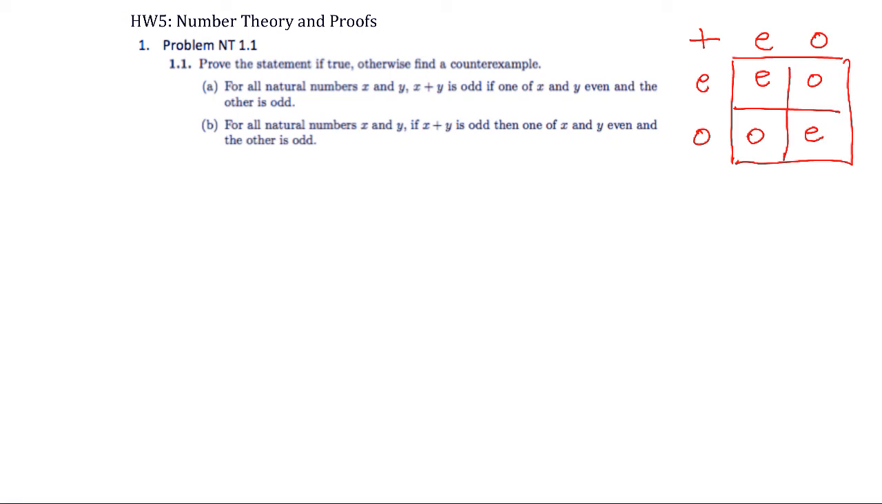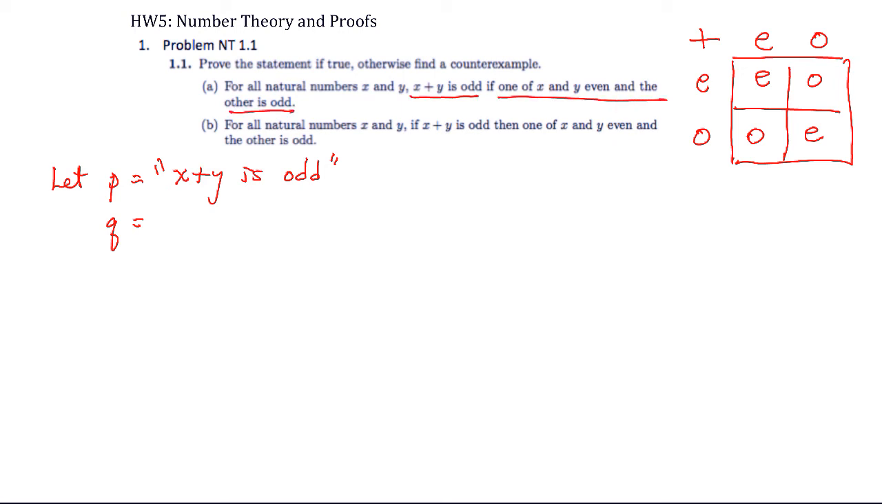Okay? So this is a little chart that shows the complete situation as far as adding even and odd numbers. And basically, let P be the statement x plus y is odd. And then Q will be the statement one of x and y is even and the other is odd. So let's just call this P and this Q. Q means we have one of each. One of them is even, the other is odd.